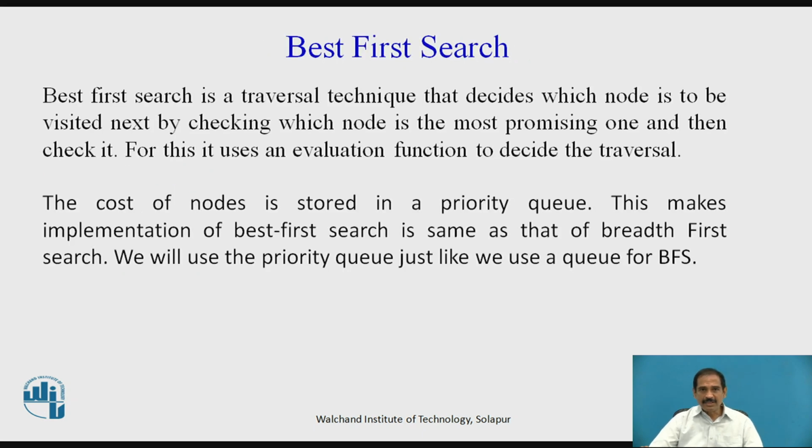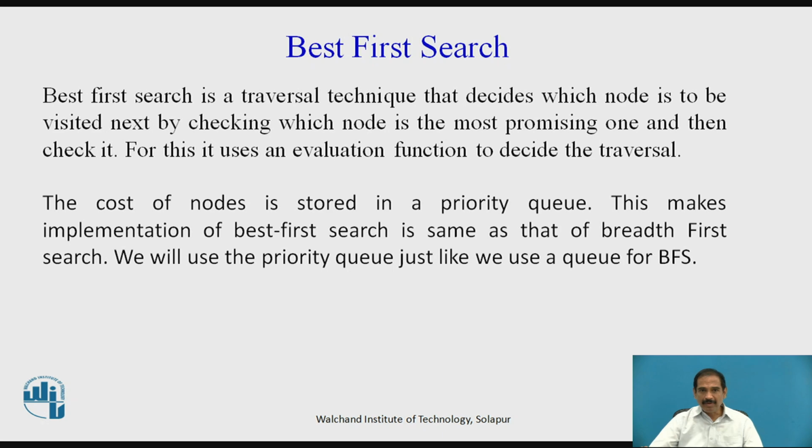In the best first search algorithm, we have a traversal technique that decides which node is to be visited next by checking which node is the most promising one, and then we check for it. For this, it uses an evaluation function to decide the traversal. The cost of the nodes is stored in a priority queue. Here we are not using a simple queue or a stack, but we are using a priority queue for its implementation.